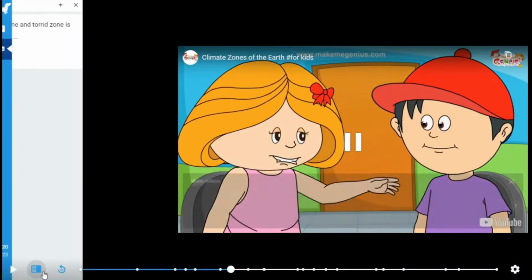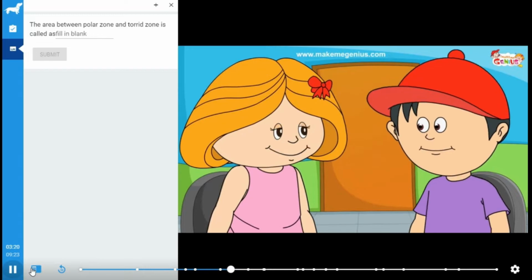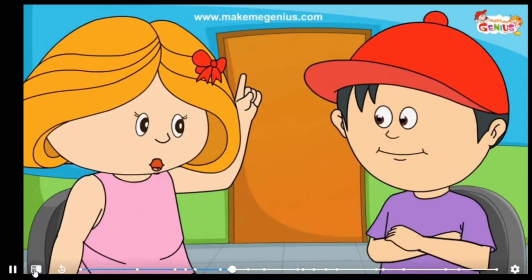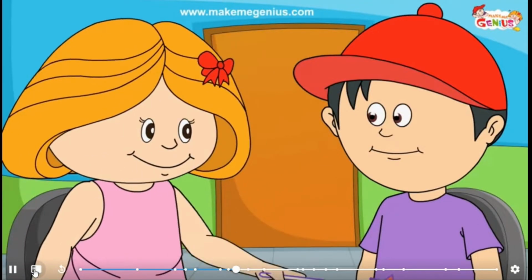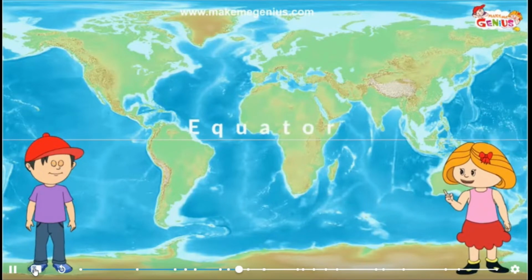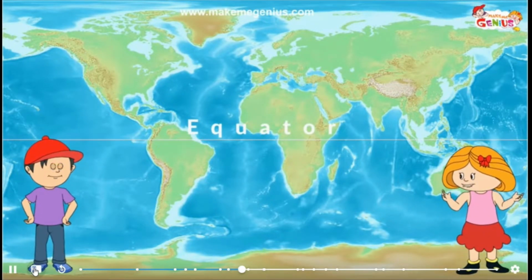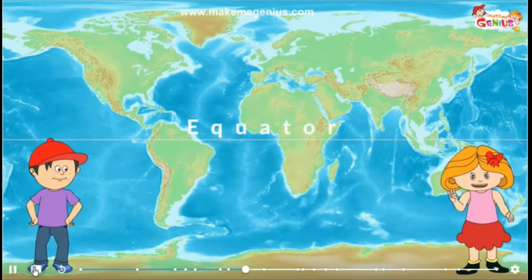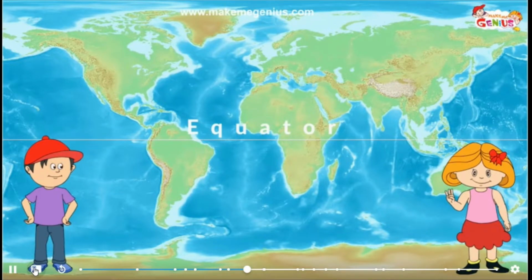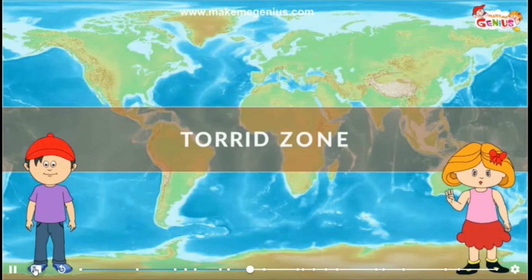Okay, let me take you through each of these zones one by one. You know that the equator is an imaginary line on the globe that divides the Earth into 2 halves. Like we learned before, there are 3 major climate zones: the polar zone, the temperate zone, and the torrid zone.